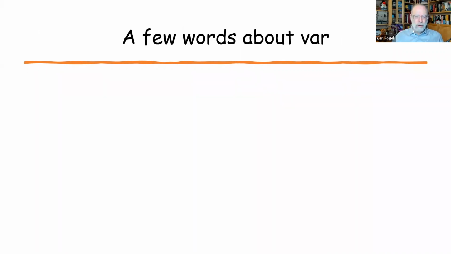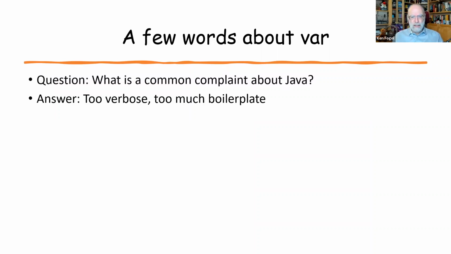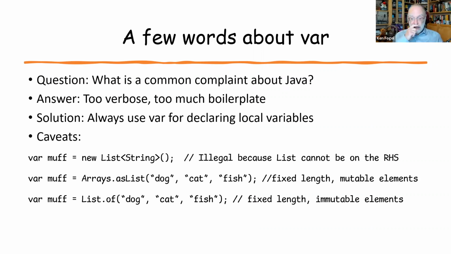A few words about var, just to be a little clearer. Use var for declaring local variables. Get into this habit. Now, a couple of things to keep in mind. There are things to worry about. For instance, in my first little example here, there's an old issue: I can't use an interface class on the right-hand side, right? So I can't put List there.